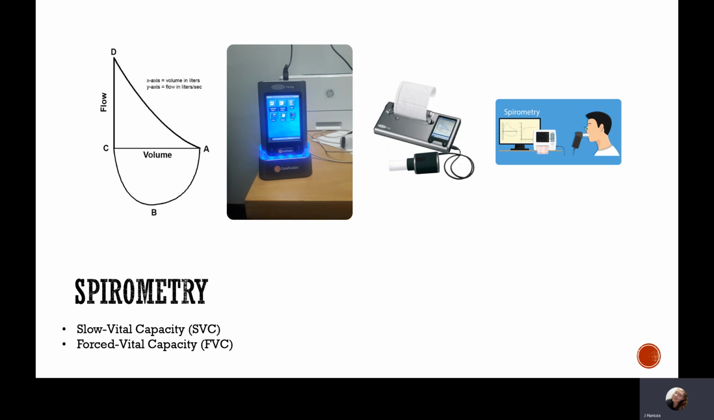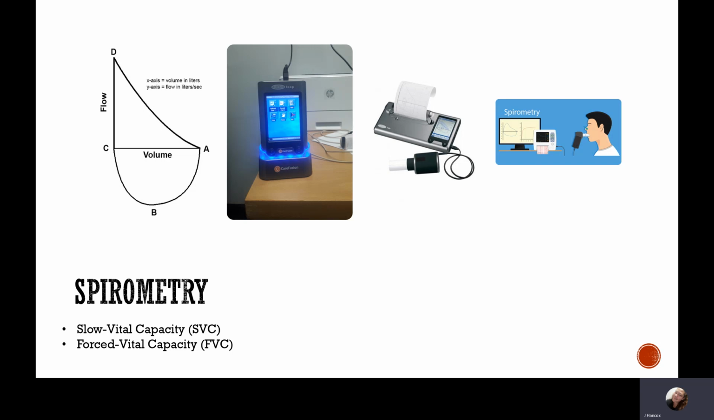The first and most common test that we do is spirometry. So this is a really fast and easy test that we can do to assess the lung function of smaller and larger airways in the lungs. There are two different types of spirometry that we can do. There's slow vital capacity and forced vital capacity.